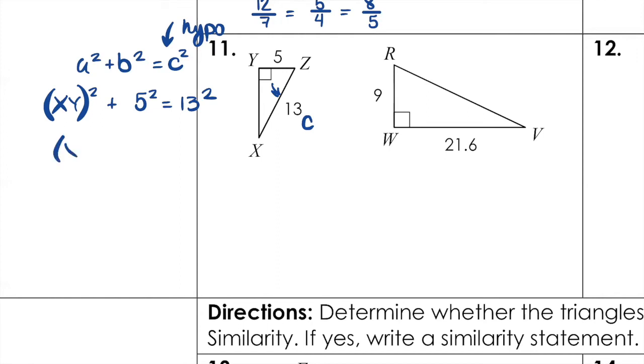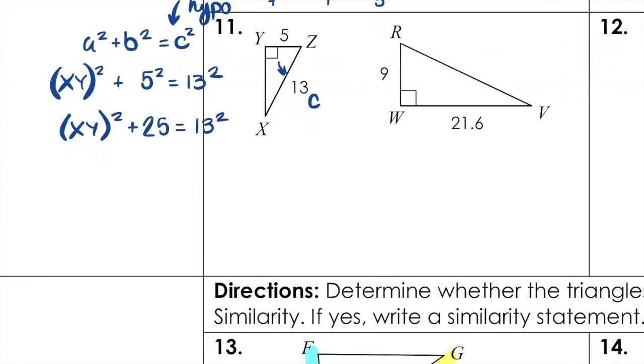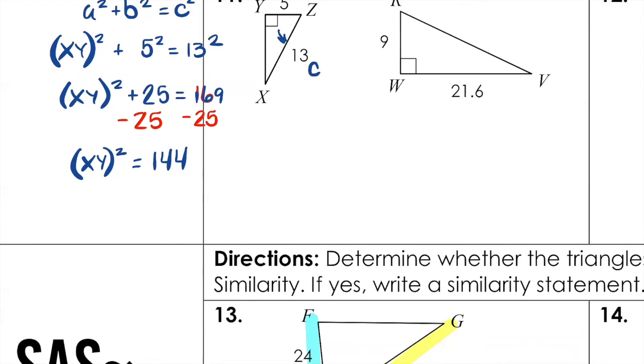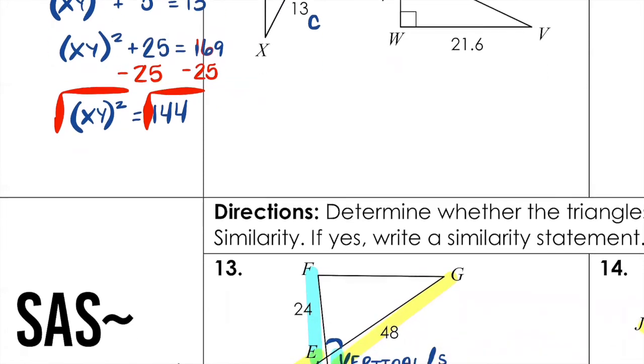XY squared plus 25 equals 13. Is it a terminating decimal or an irrational number? Good. Subtract 25. Oh, I forgot to square 13. 169. So XY squared equals 144. Okay, once I get to this step, how do I get rid of that square? You take the square root. Yep, square root both sides. That eliminates the square on the left, and I get XY equals, what's the square root of 144? 12.